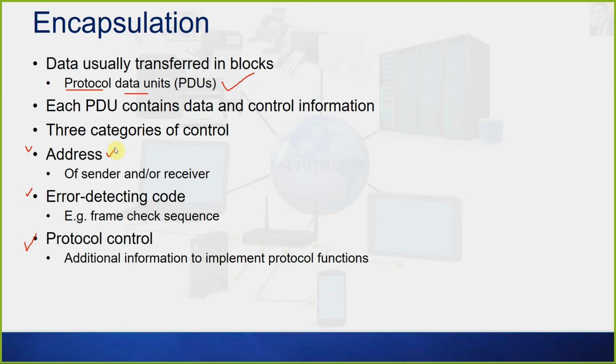Address consists of sender or receiver. Error detecting code, for example, frame check sequences. Protocol control is additional information to implement protocol functions. That is a protocol data unit we are referring to, which contains data and control information. And when we say control information, it has these three categories: address control information, error detecting code, and protocol control.